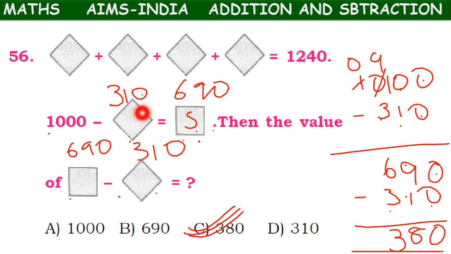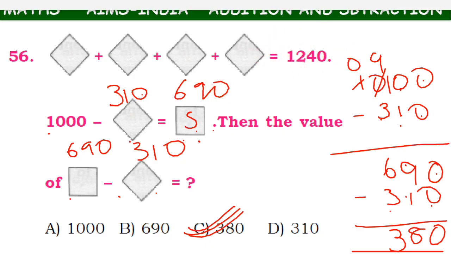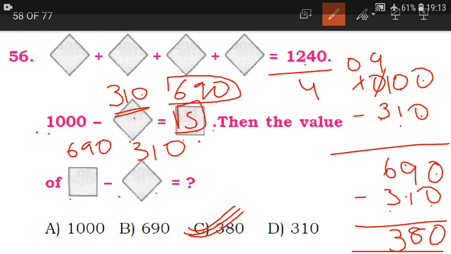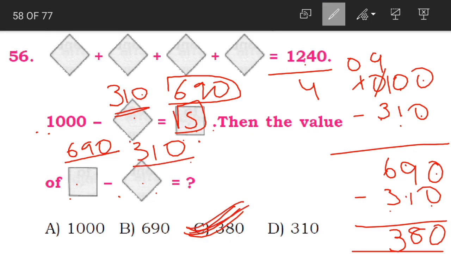Understood children? How did we solve this? 4 rhombus is equal to 1240. Then 1 rhombus is equal to 1240 divided by 4. So we get 1 rhombus is equal to 310. Now 1000 minus 310 is equal to 690. That is the value of our square. Now square minus rhombus is 690 minus 310. That is equal to option C, 380.